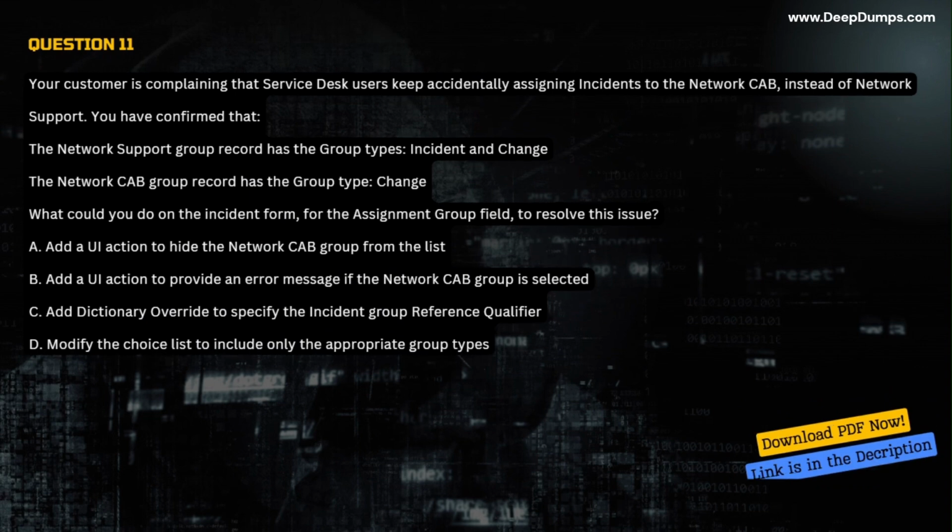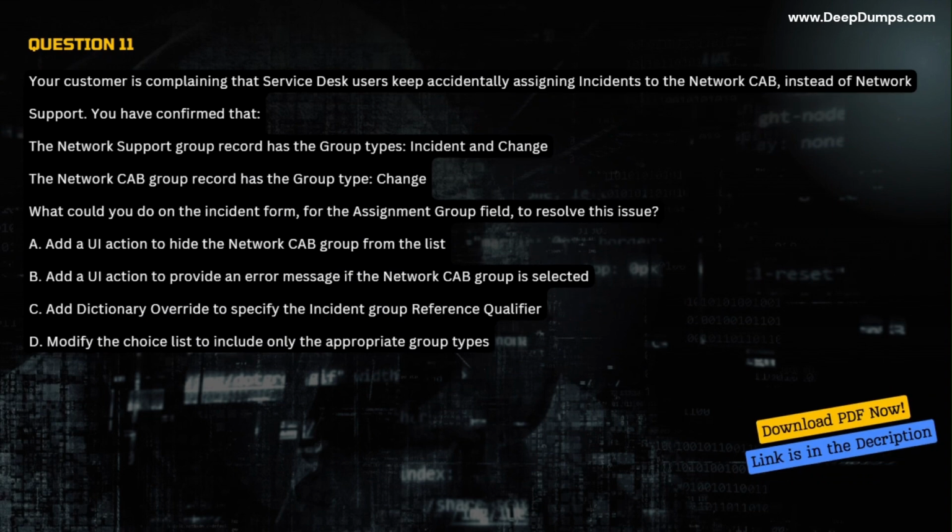Question 11. Your customer is complaining that service desk users keep accidentally assigning incidents to the network CAB instead of network support. You have confirmed that the network support group record has the group types incident and change. The network CAB group record has the group type change. What could you do on the incident form for the assignment group field to resolve this issue?